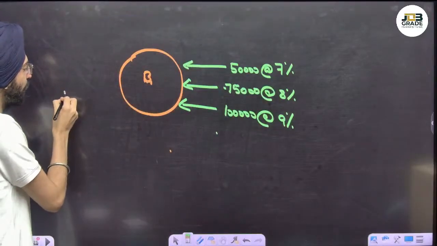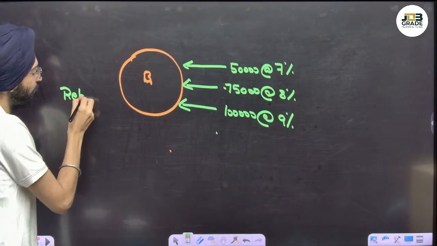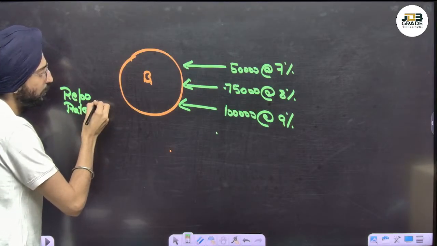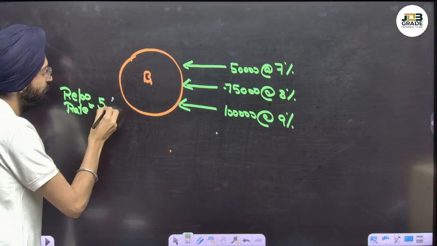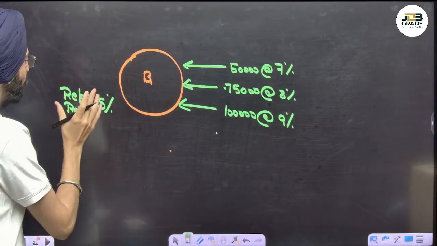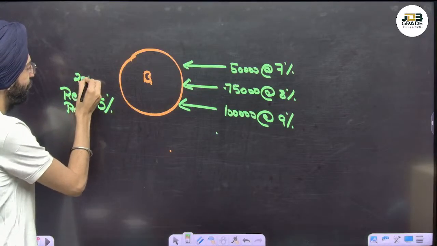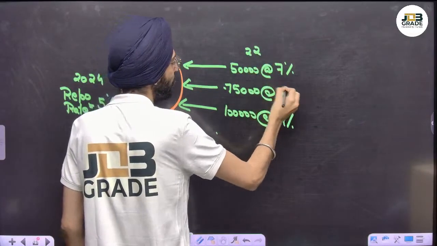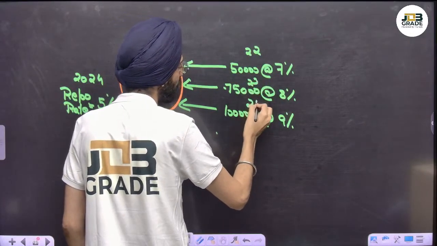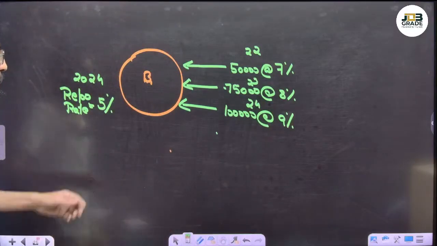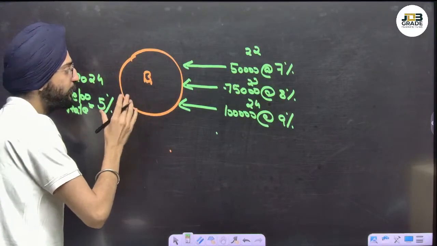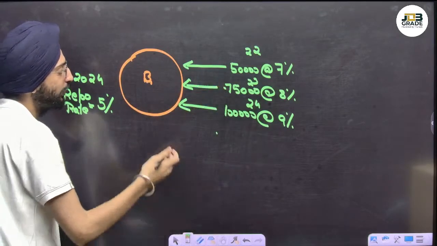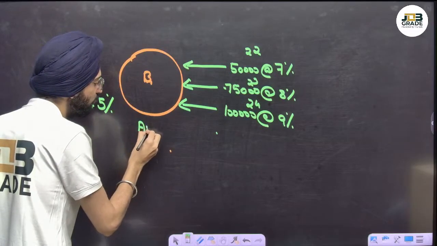Assume that the repo rate is 5%. Now, at this repo rate, in 2024, the average cost of deposits for the bank would be the average of 7, 8, and 9. That's 8%.